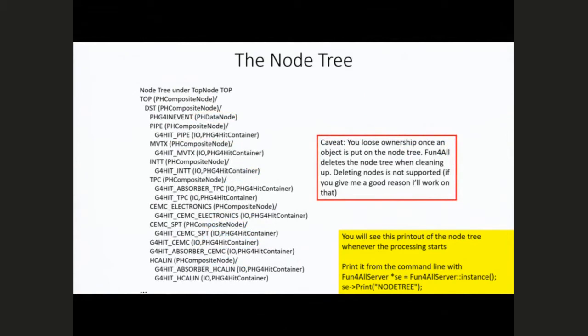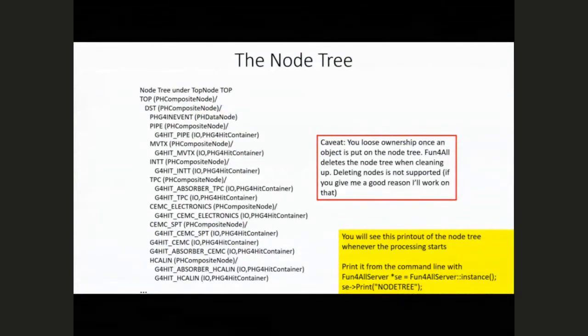One little caveat: everything your code puts under the node tree, including power nodes and homemade ones, you lose ownership of. What fun4all does at the end, in the cleanup stage when you delete the server, is go over the node tree and delete everything. If your reconstruction module deletes this node, you get a nice segfault at that point. So it's basically a consistency check. If you put an object on the node tree, don't delete it; you lose ownership of it. You can fill it and do stuff with it, but don't delete it.